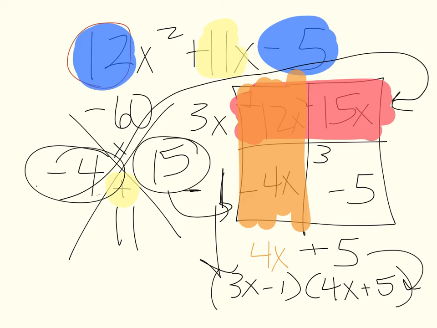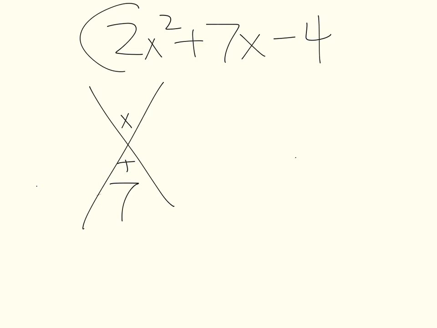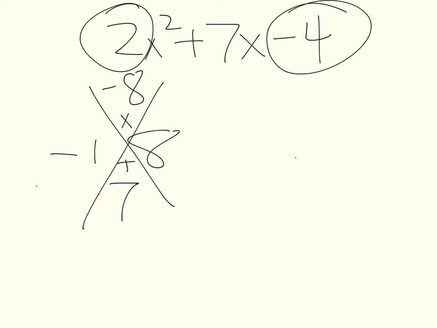And so 3x minus 1 from the left and 4x plus 5 from the bottom are what I get when I factor. So let's try another one just to make sure you got it. Again, I'm going to use my x to start with and find numbers that add to be 7 and multiply to be 2 times negative 4, which is negative 8. Well, that's going to give me 8 and negative 1.